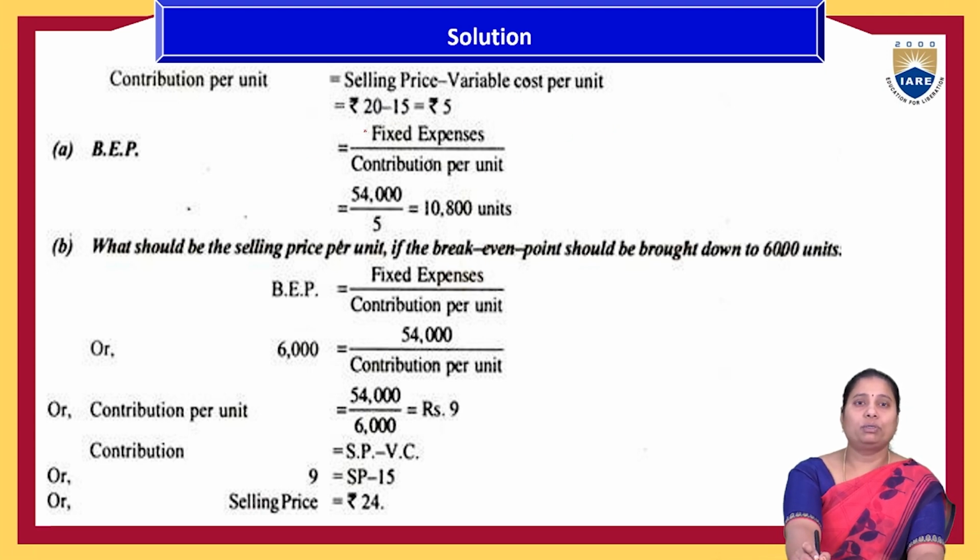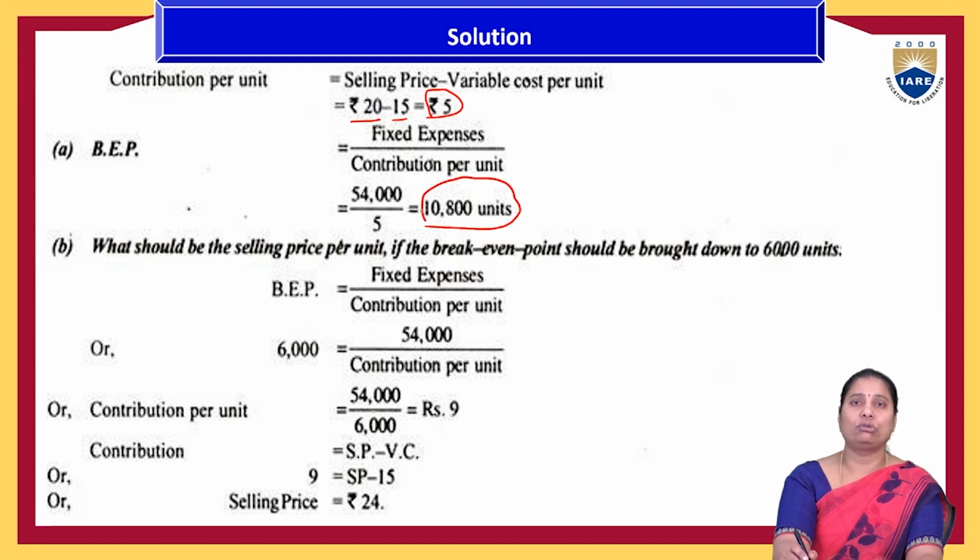In the given problem, 20 rupees is the selling price and 15 rupees is the variable cost, so each product is going to contribute 5 rupees. And they have provided fixed expenses of 54,000, which means they have to sell 10,800 units to reach the no loss, no profit point.